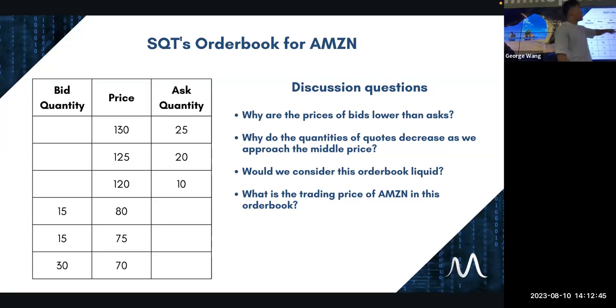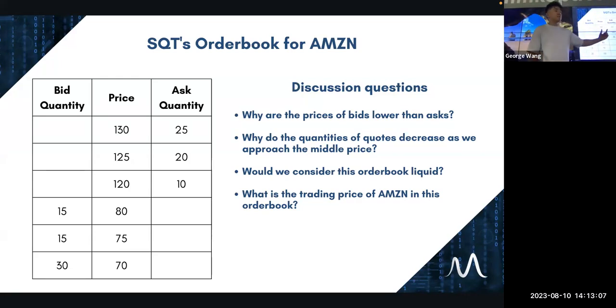Now, why do the quantities of quotes decrease as we approach the middle price? So notice how, assume that these are individual people, right? There's somebody willing to buy at a price of 70 for 30 units, but at a price of 80, someone else only wants to buy 15. So you can see that the quantities are decreasing as we approach the price in the middle, right? Where the bids and the asks meet.